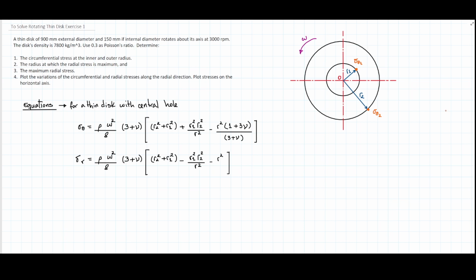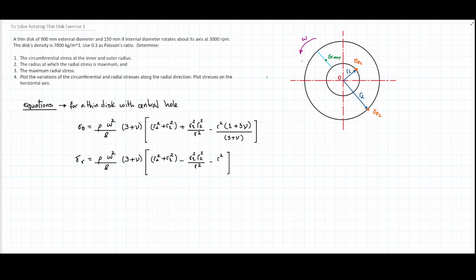The second question is, what is the radius at which the radial stress is maximum? So meaning in this section, or what they're asking is, along this line, where we're going to find the maximum radial stress. Third is what is the value then of that maximum radial stress? And fourth, we need to plot the variation of the circumferential and radial stresses along the radial direction. And we are being asked that the stresses should be plotted on the horizontal axis, and then the radius value should be plotted on the vertical axis.